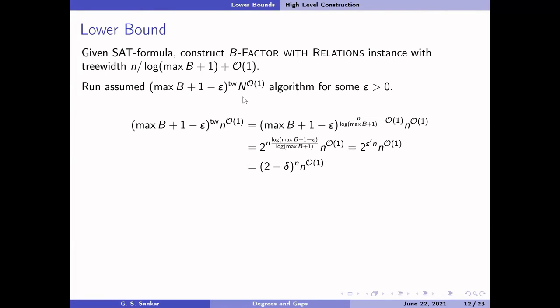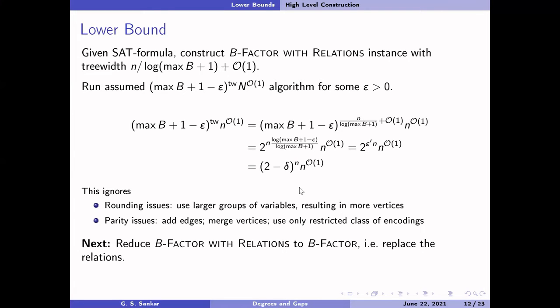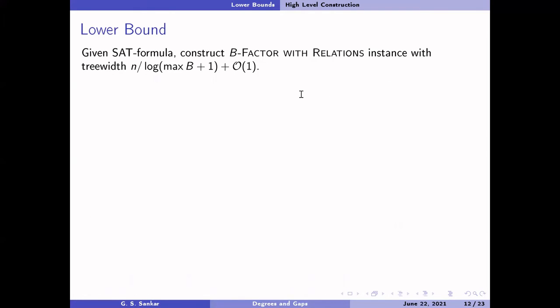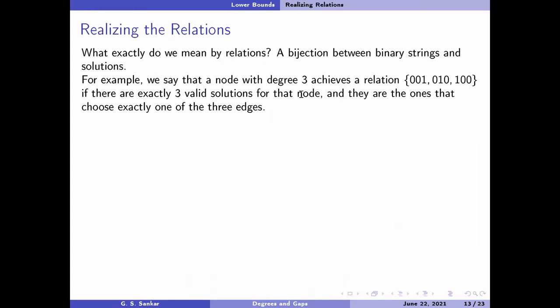If you assume that you have a (max b plus 1 minus epsilon) to the tree width lower bound for this problem, B-factor with relations, then through this reduction you can argue that you get a (2 minus delta) to the n lower bound for algorithms for SAT. This ignores a lot of issues. For example, there are some rounding issues and some parity issues. For example, 2 to the q need not be exactly (m plus 1) to the g and so on, but we'll ignore that for now.